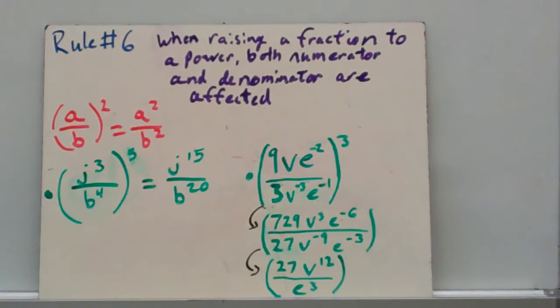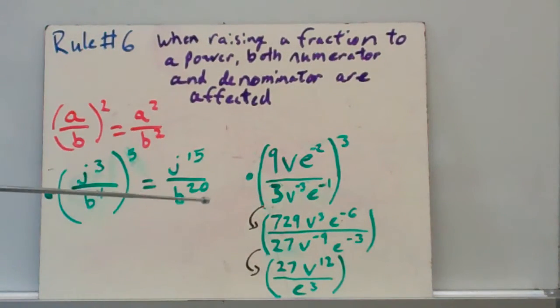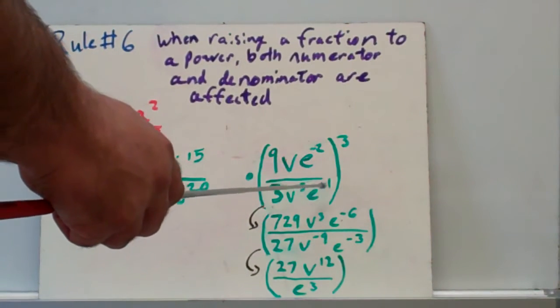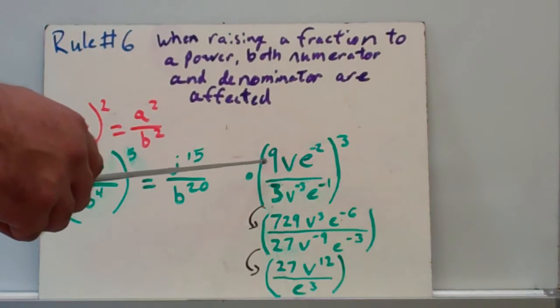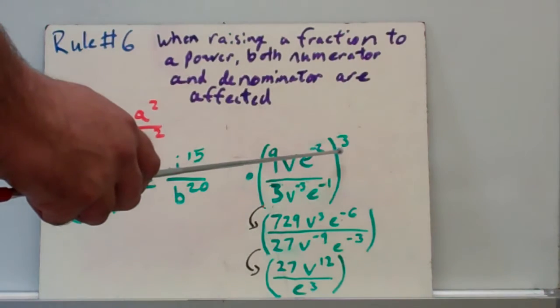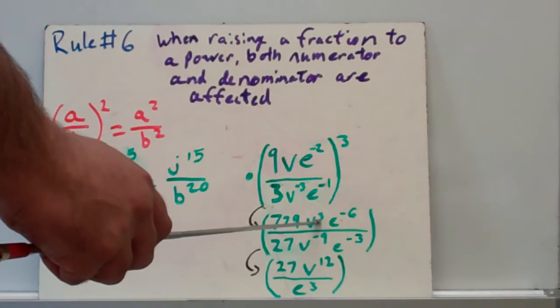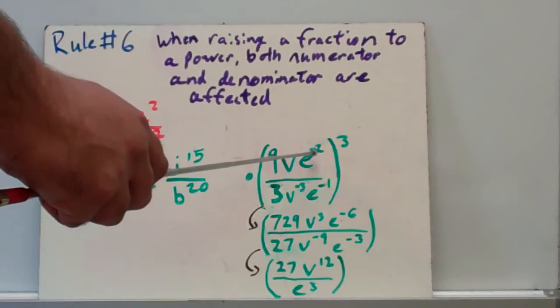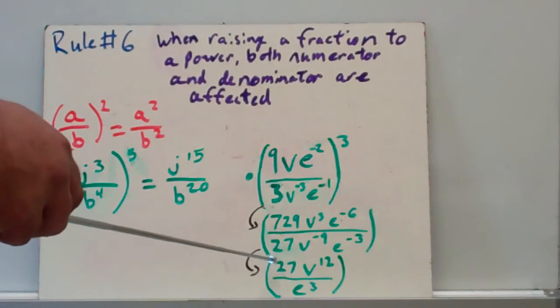And then in the last example here, there's a lot going on. We have 9v e to the negative 2nd, over 3v to the negative 3rd e to the negative 1st, all raised to the 3rd power. Yeah, that's a lot. Okay, so everything inside these parentheses is going to be cubed. That includes the 9. So 9 cubed leaves us with 729. V cubed leaves us with v to the third. And then e to the negative second leaves us with e to the negative sixth. The 3 cubed leaves us with 27.